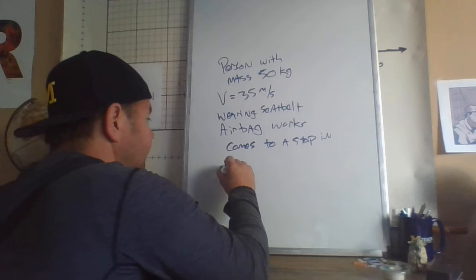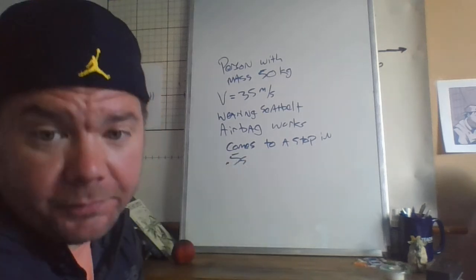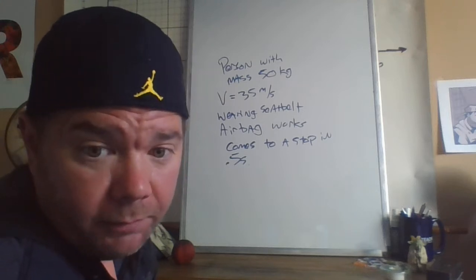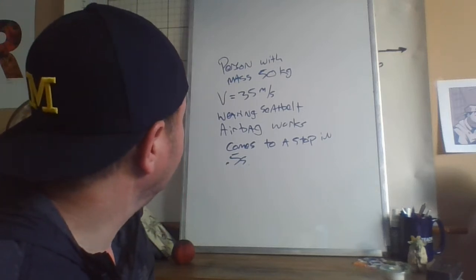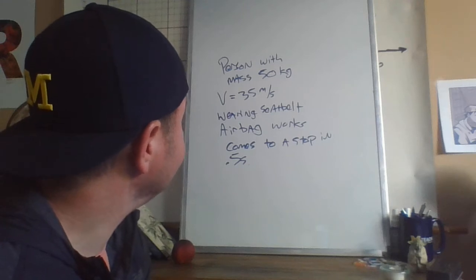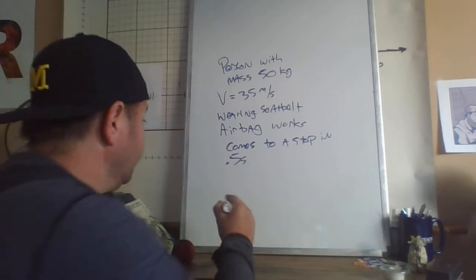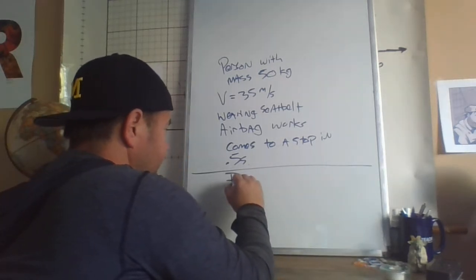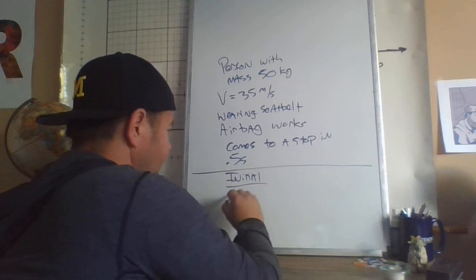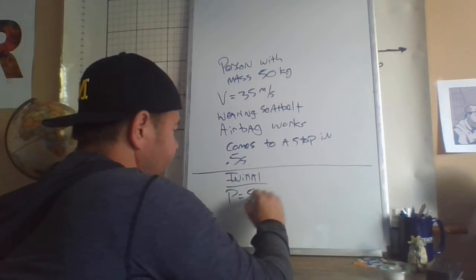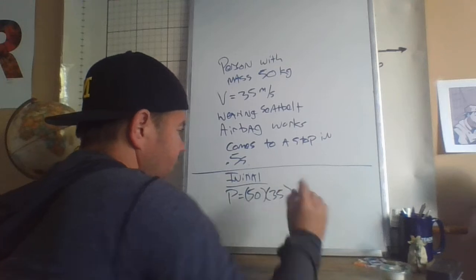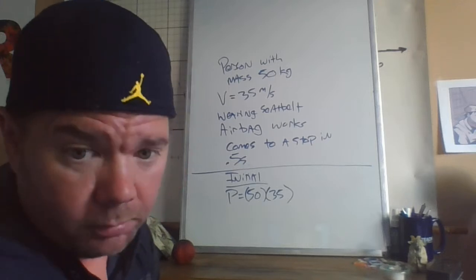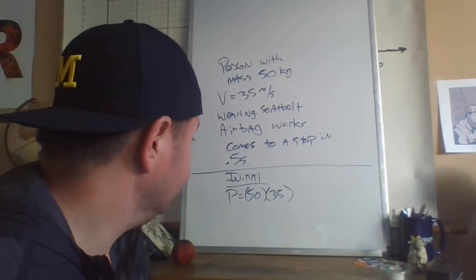Okay, 0.5 seconds, in a half of a second. What we want to know is the average force applied on this person. So what do we know? In the beginning, the initial momentum is 50 times 35. I'll do these calculations later once I've got more things written down.